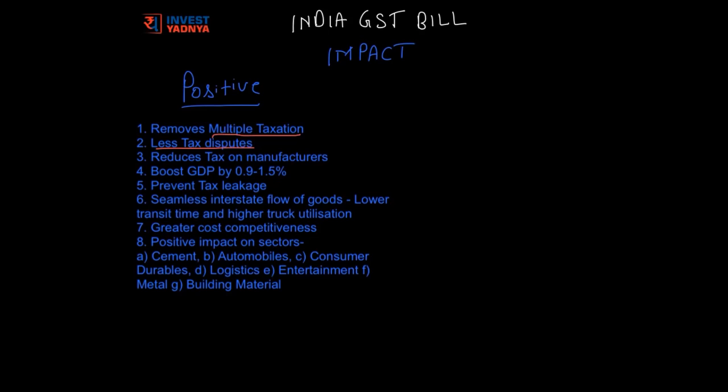Also, there will be a significant reduction of tax on manufacturers, as this GST is a consumption side tax, which helps manufacturers be more competitive in international and national markets. By few estimates, once GST gets completely implemented, India will get a boost of almost 0.9 to 1.5% on its GDP. With uniform tax structure of a product across all the states, it will help in preventing tax leakage and increase the revenue of government.